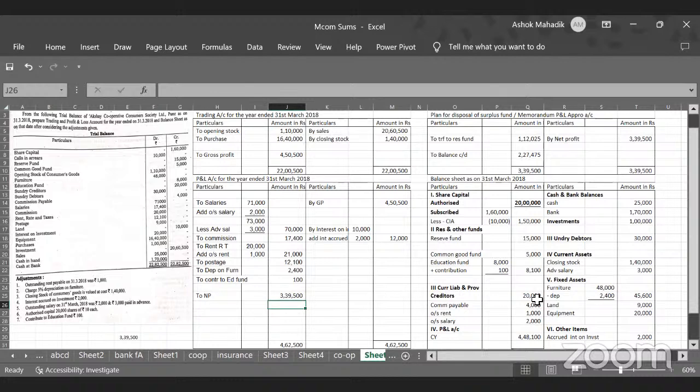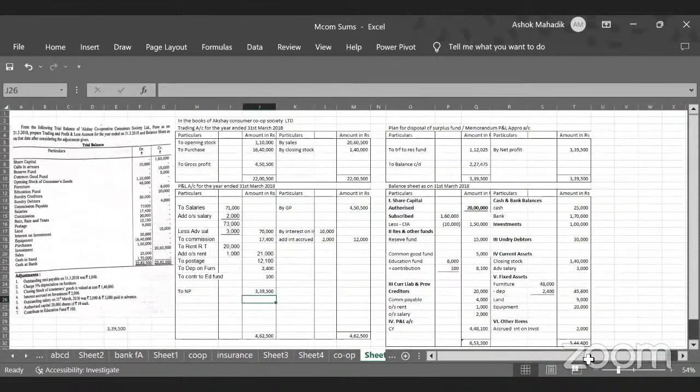Okay, so we'll move ahead. So we have transferred. Wait, let me correct that figure. 339,500. Okay, yeah. Now you have tallied the balance sheet.